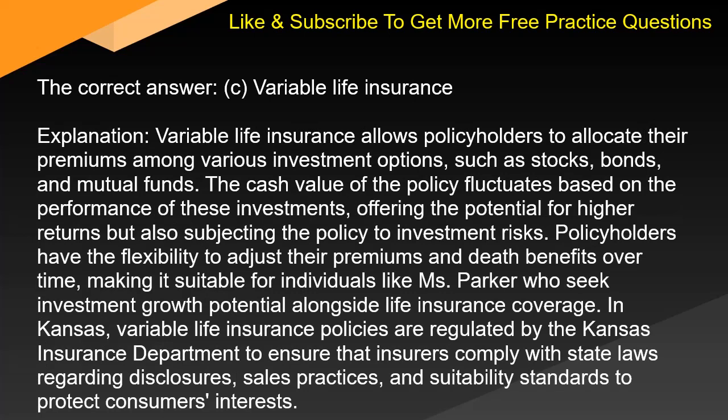The correct answer, C. Variable life insurance. Explanation. Variable life insurance allows policyholders to allocate their premiums among various investment options, such as stocks, bonds, and mutual funds. The cash value of the policy fluctuates based on the performance of these investments, offering the potential for higher returns but also subjecting the policy to investment risks. Policyholders have the flexibility to adjust their premiums and death benefits over time, making it suitable for individuals like Ms. Parker who seek investment growth potential alongside life insurance coverage.